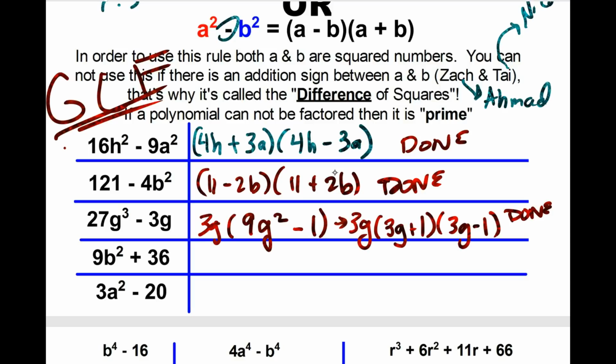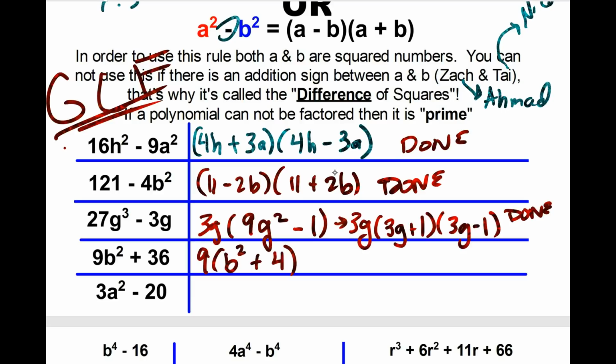All right. So GCF of 9 and 36. Yes, there is a GCF. Get that 9 out of there, hiding in that 9 and that 36. So we end up with 9 times b squared plus 4.